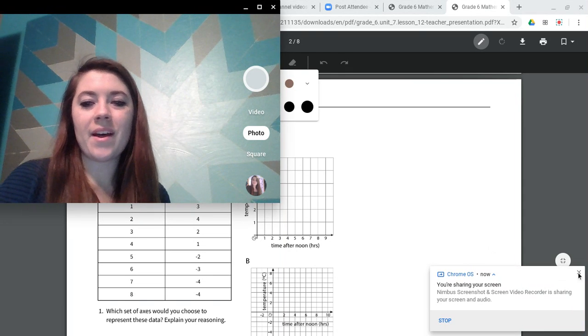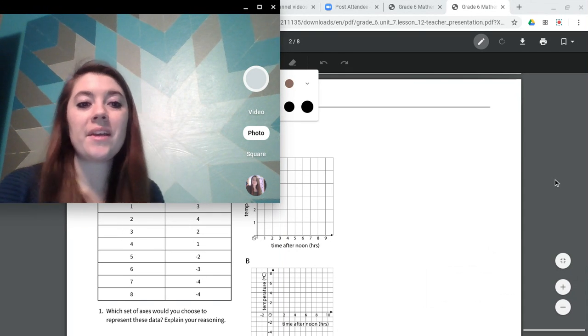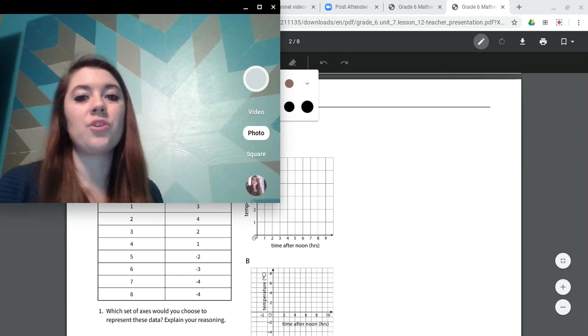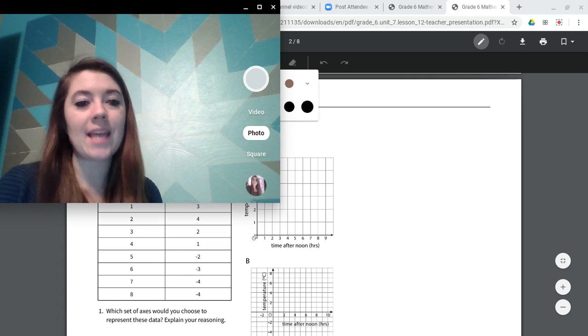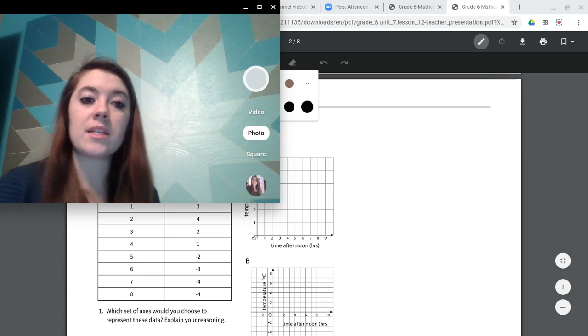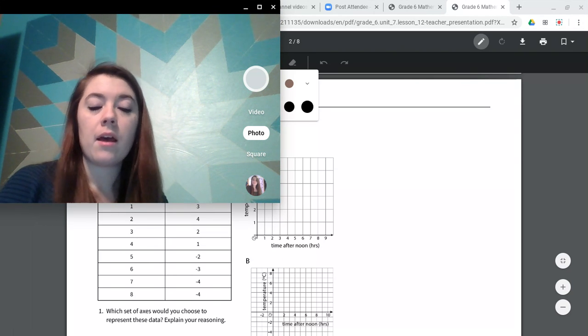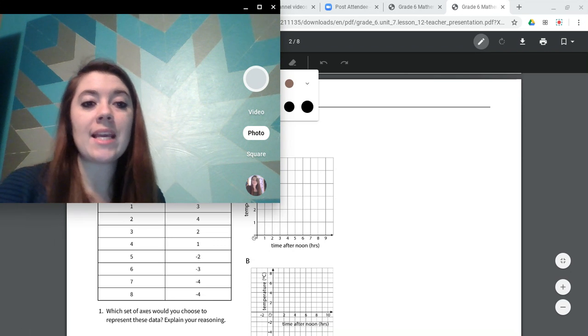Hello, everyone. So, our next lesson that we're going to do this week is Lesson 12. In Lesson 12, we're looking at choosing appropriate scales for our coordinate plane. We're still dealing with the coordinate plane, but this time we're looking at taking and scaling it.